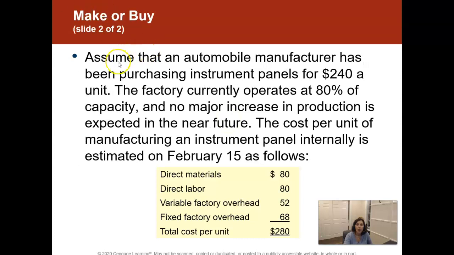And so we've got an example here that an automobile manufacturer has been purchasing instrument panels for $240. They operate at 80% capacity, with no major increases in production in the future. And so here is the cost per unit of the panels.